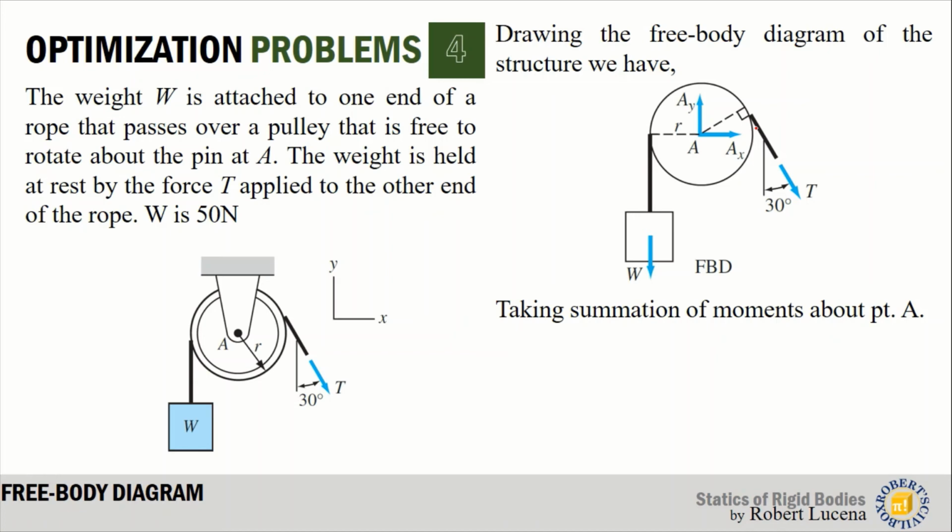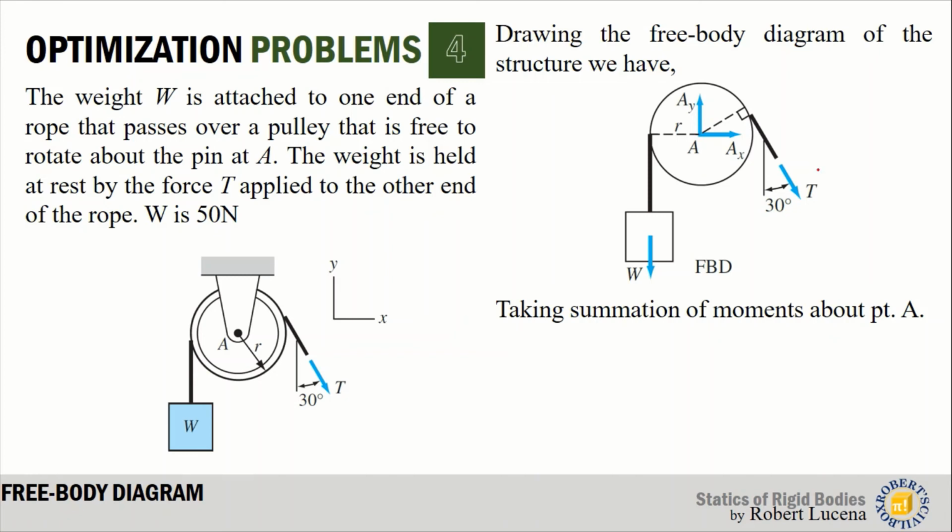So let's try to use summation of forces along Y. If we take summation of forces along Y, there will be two unknowns: AY and the Y component of T, although W is already given. So we still have two unknowns for one equation. But if we use summation of moments about point A, it eliminates both AY and AX since they both pass through the moment center A. So I guess this is the practical way to first determine the value of T.